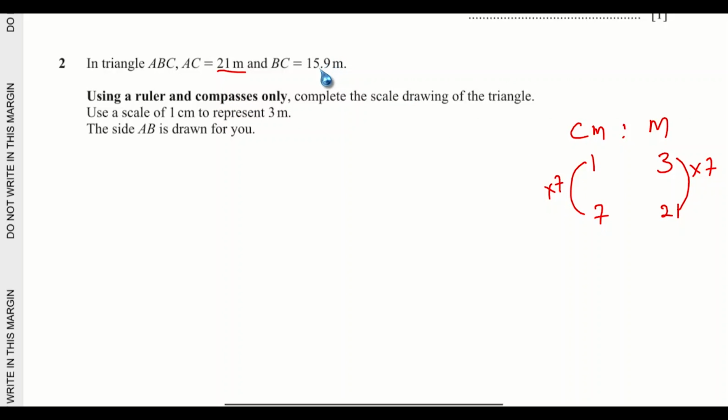We can do the same thing for length BC. We have the ratio 1 to 3, then if you have 15.9 here, that means this was multiplied by 15.9 divided by 3. So you need to do the same thing here, 15.9 divided by 3. The length of BC will be 5.3 centimeters. The next thing you need to do is to pick a pair of compasses and draw the lengths AC and BC respectively.